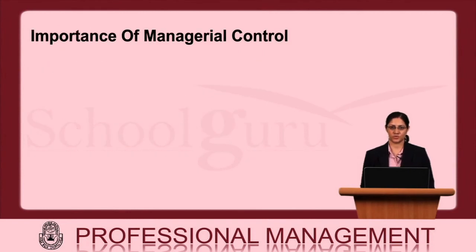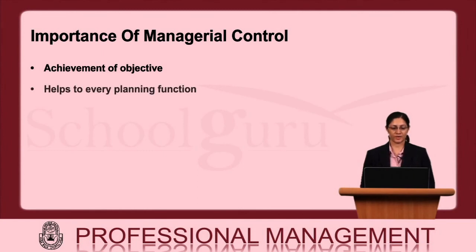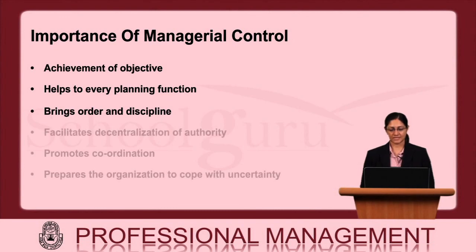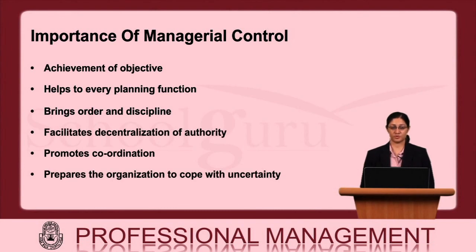Importance of managerial control. Managerial control helps in achievement of objectives which are laid at the level of planning activity. It is control that ensures that actions conform to those plans. It helps every planning function. As we just read, control is an all-pervasive function and is present at all levels. Brings order and discipline in line. Since it is an authoritative position and an authoritative activity, it brings in discipline and order. Facilitates decentralization of authority, promotes coordination and prepares the organization to cope with uncertainty.